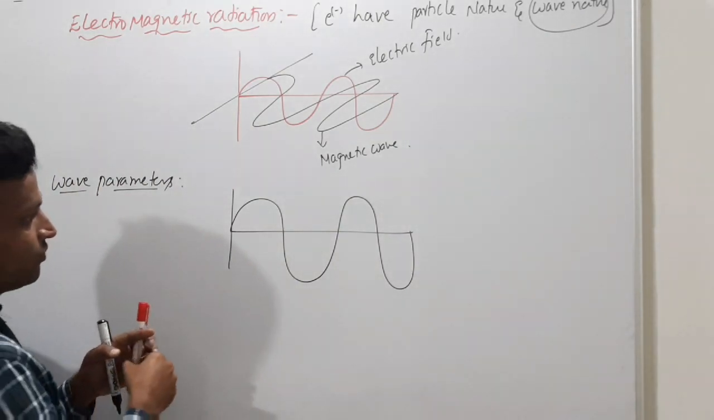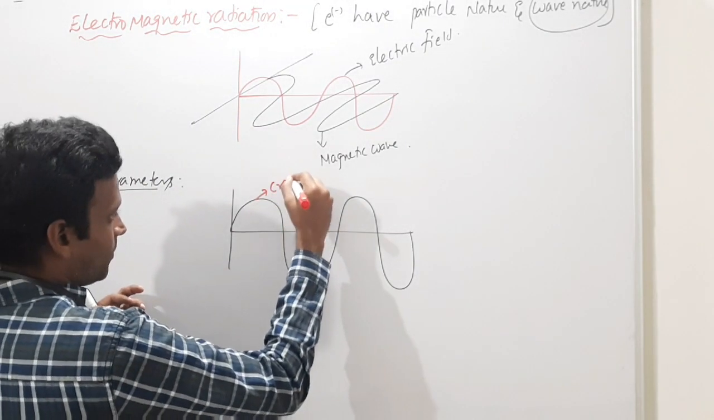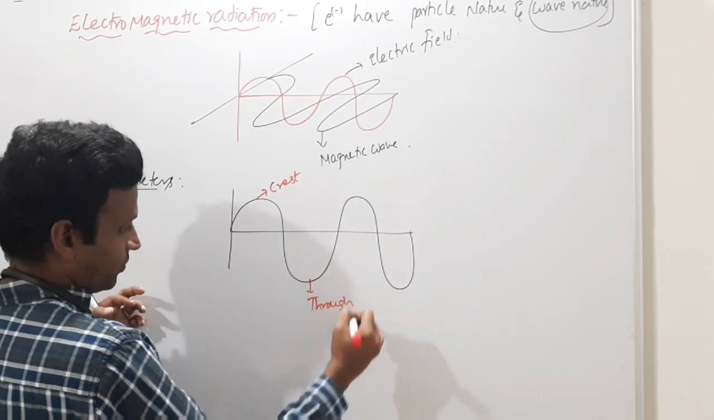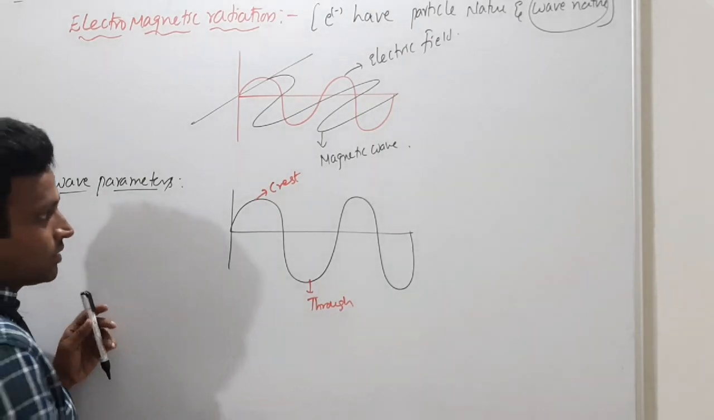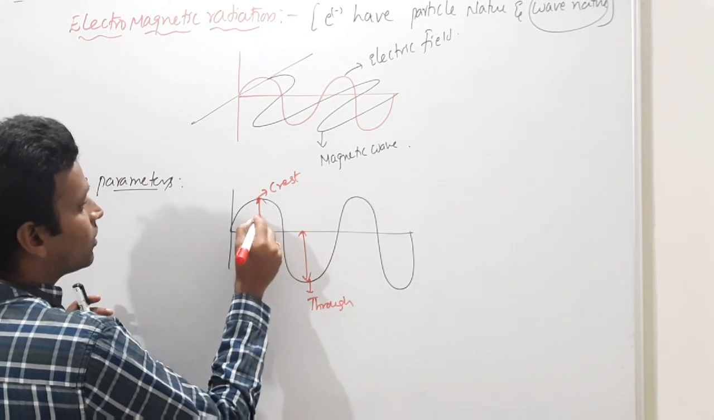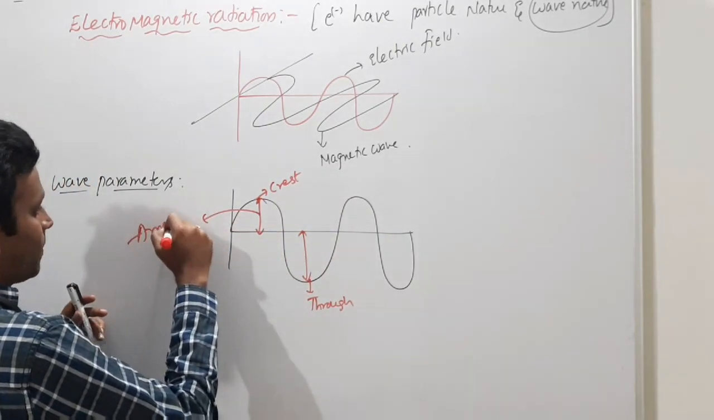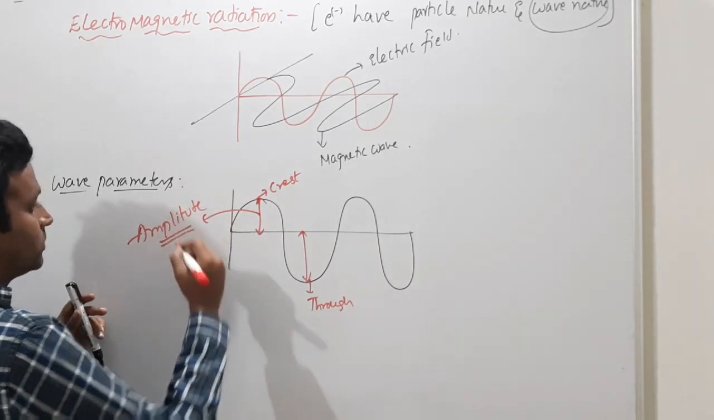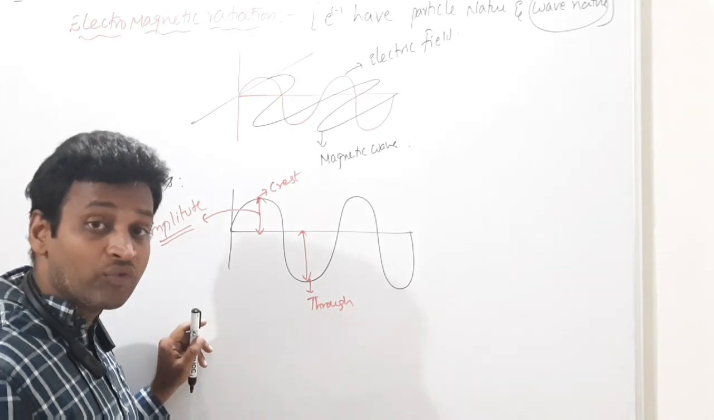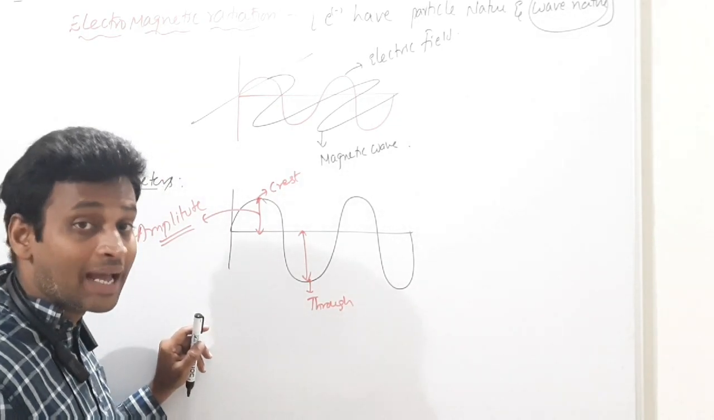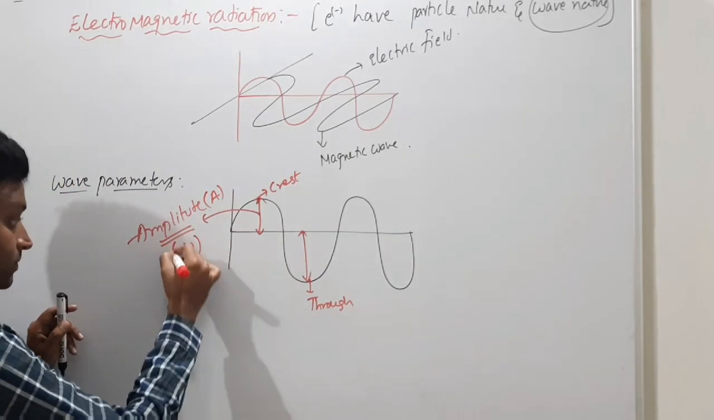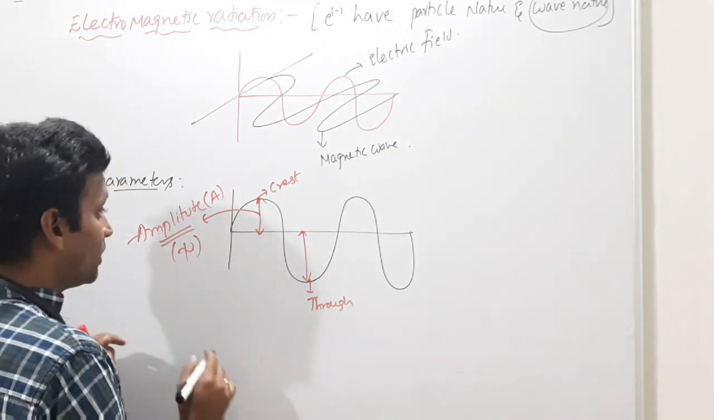this is the wave, and this we call crest, and this is called trough. Okay, crest, trough. This height of a crest or depth of a trough is called what, sir? Amplitude. What is the meaning of amplitude? The height of a crest or depth of a trough is called amplitude. So amplitude is represented with A or psi.